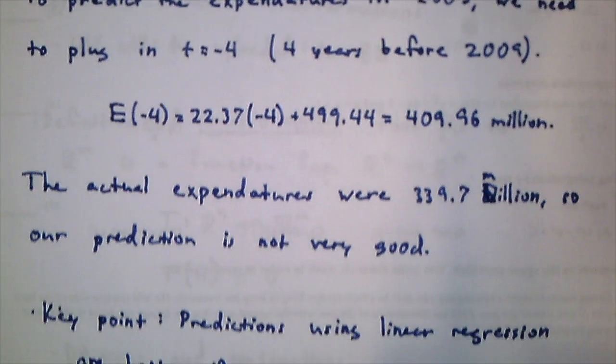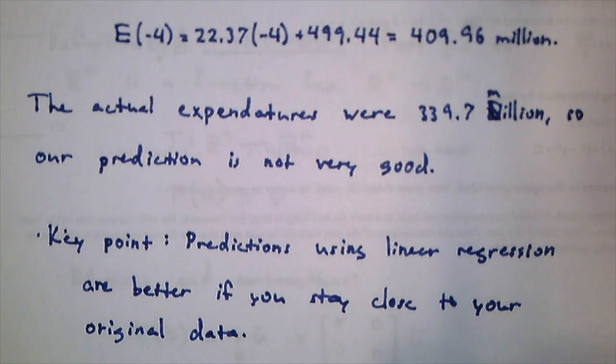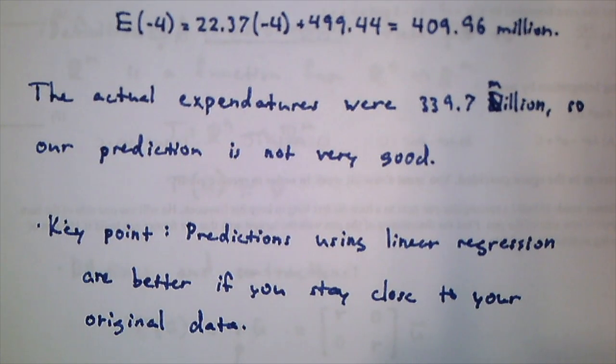A key point to remember whenever you're using linear regression is that the predictions that you make are going to be better if you stick close to your original data. 2014 was only 1 year away from our data set, whereas 2005 is 4 years away from our data set. Therefore, our prediction for 2014 was better than our prediction for 2005.